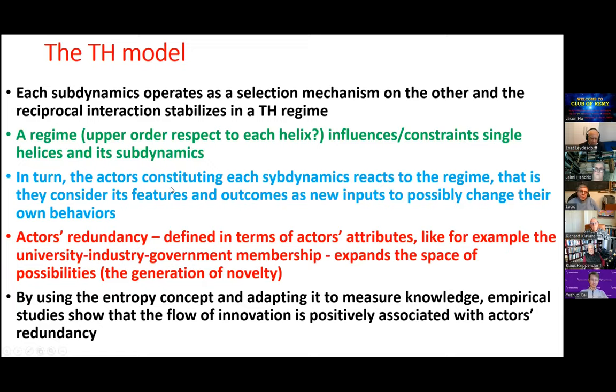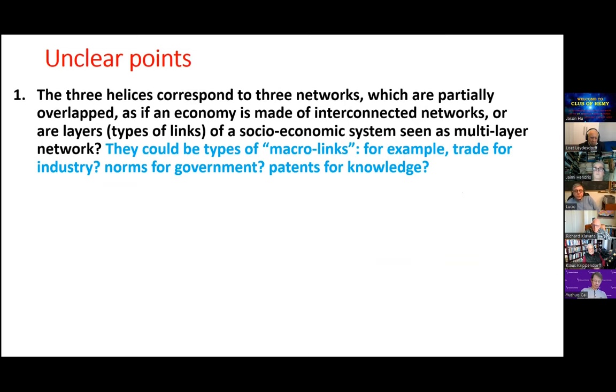Now let's look at what for me are unclear points, or at least points to be discussed together. That is maybe more interesting, at least for me. So the first point is that the three helices correspond to three networks which are partially overlapped, as if an economy is made of interconnected networks. Or, second version, the three helices are layers, that is, types of links of a socioeconomic system seen as a multi-layer network.